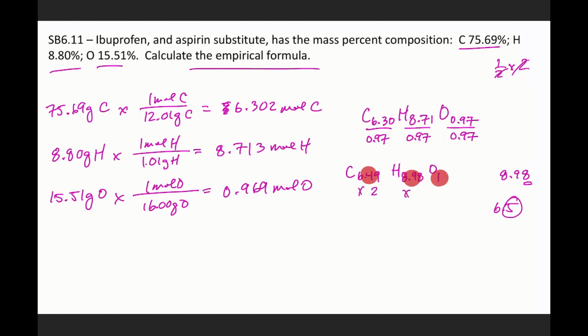So what that means is I'm going to multiply by 2, but if I'm going to multiply by 2, everybody has to get multiplied by 2, which means now I have 6.5 times 2, which means C13, H18, O2. Yes, does that make sense? All right.